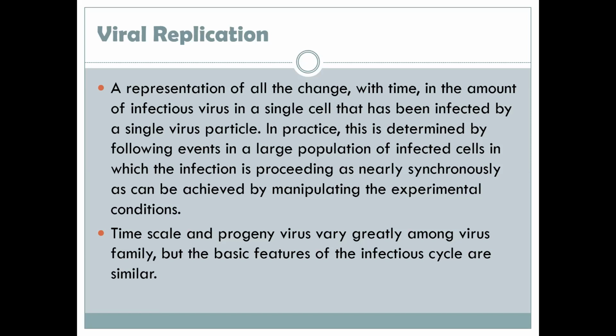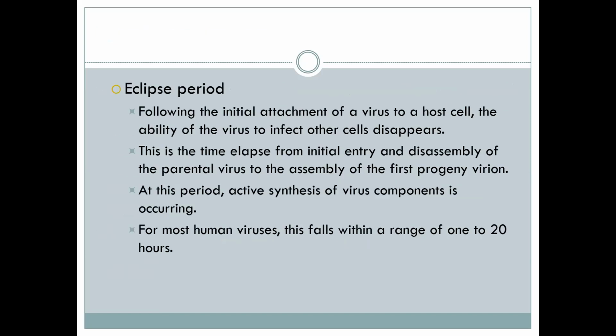Time scale and progeny virus vary greatly among virus families, but the basic features of the infectious cycle are very much similar. So we also have the term eclipse period, which is following the initial attachment of a virus to a host cell. It is when the ability of the virus to infect other cells disappears. So meaning to say, when we say eclipse period, ang imo virus nakasulod na sa isa ka cell. Since nakasulod na siya or naka-attach or nakapilit sa isa ka cell, hindi siya pwede mang-infect other cell. Meaning to say, one virus, one cell.